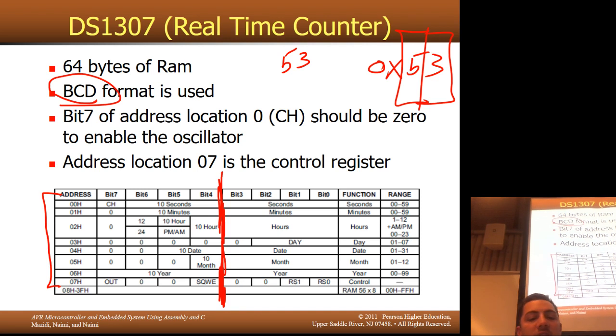Each byte of address means something different. Address 0 is the seconds. Address 1 is the minutes. Address 2 is the hours.